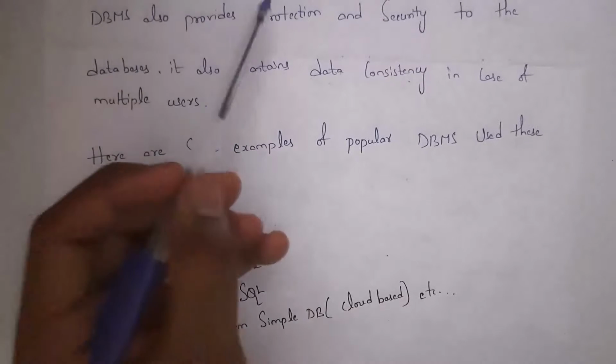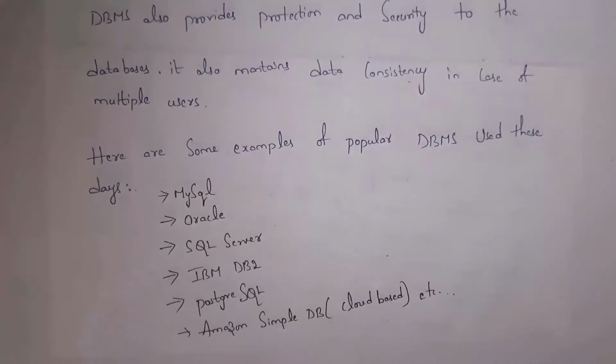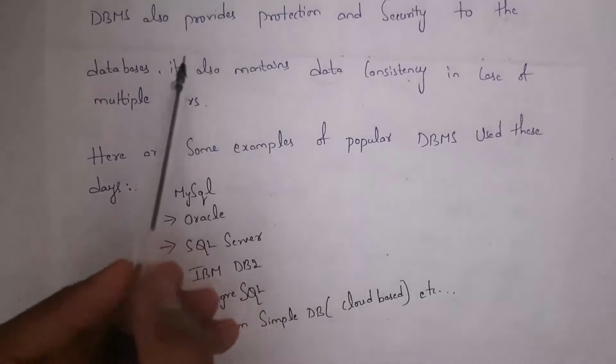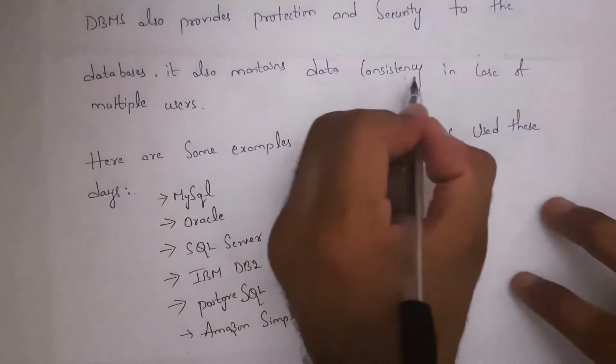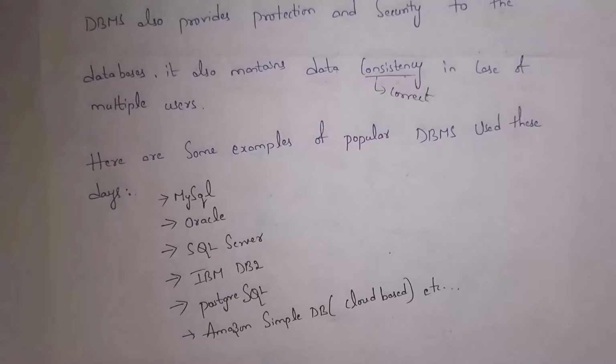DBMS also provides protection and security to the databases. That is nothing but we can keep password to the database management system software. So only users who have password can access database. It also maintains data consistency in case of multiple users. Meaning of consistency is correct. Not only single user, there are multiple users who use single database at a time. Even though multiple users use single database at a time, data will be in consistent format. That is nothing but data will be correct.